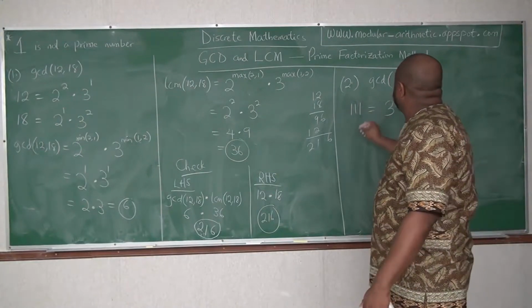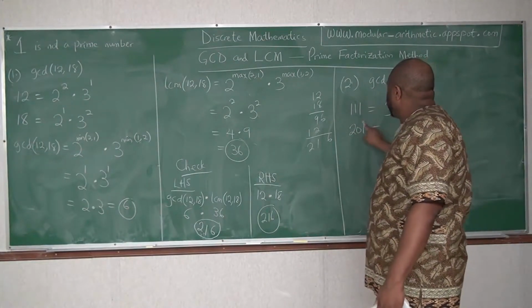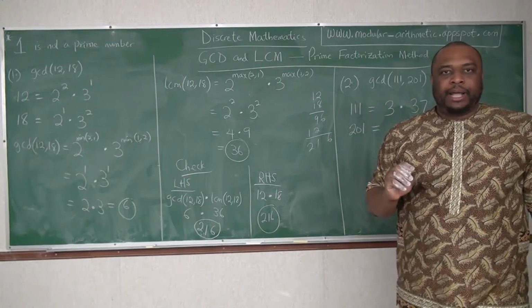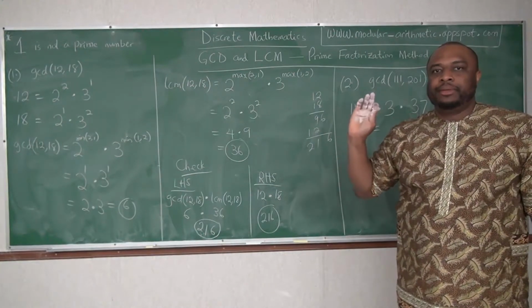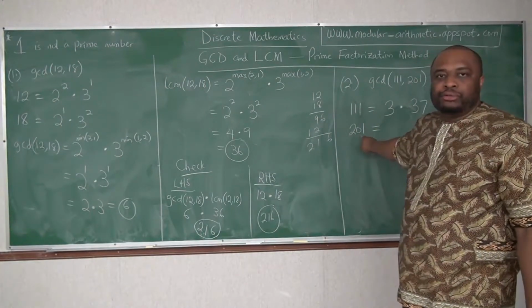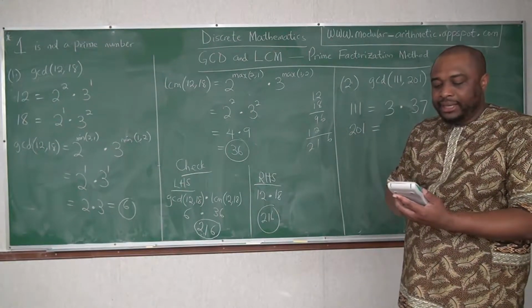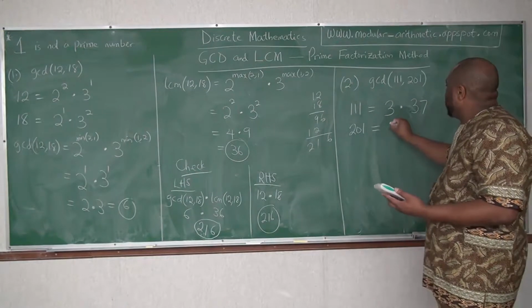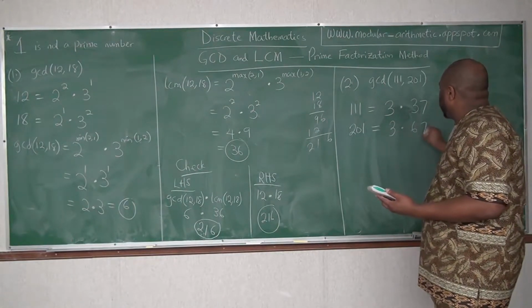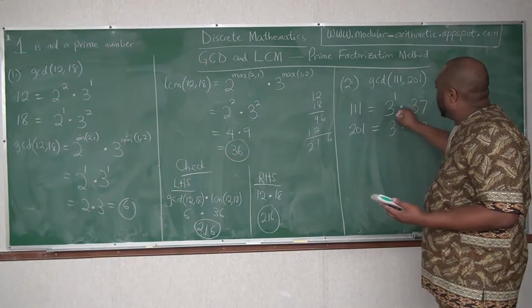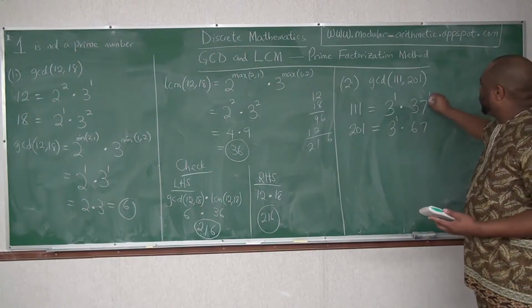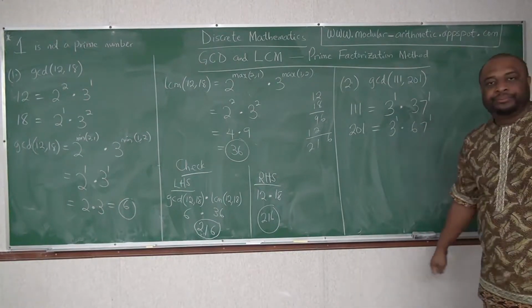And then the next one is 201. 201, this is an odd number. So 2 is out. Now 2 plus 0 is 2, 2 plus 1 is 3. 3 can go into this. So 201 divided by 3, that's 67. So this is 3 times 67. So this is raised to power 1.